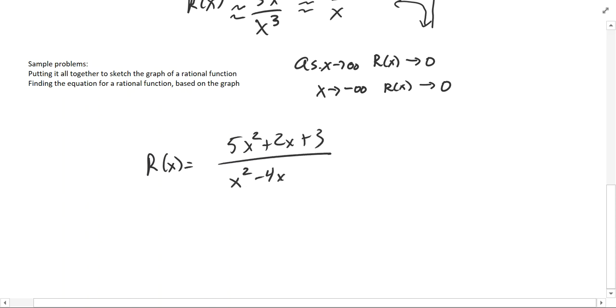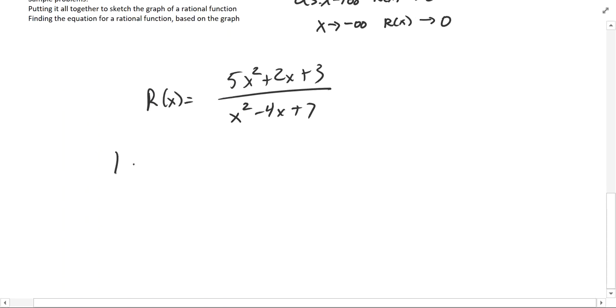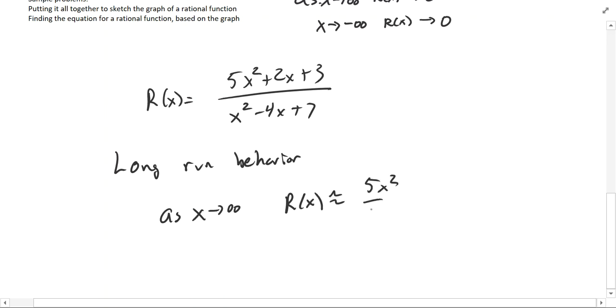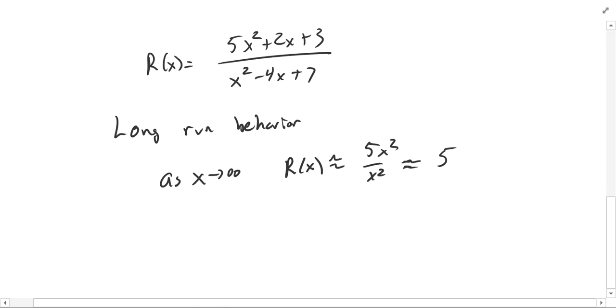x squared minus 4x plus 7, the long run behavior we're going to look at as x tends to infinity. R of x will look a lot like just the 5x squared divided by x squared, and in this case the x squareds will cancel out, and so r of x will look a lot like 5.